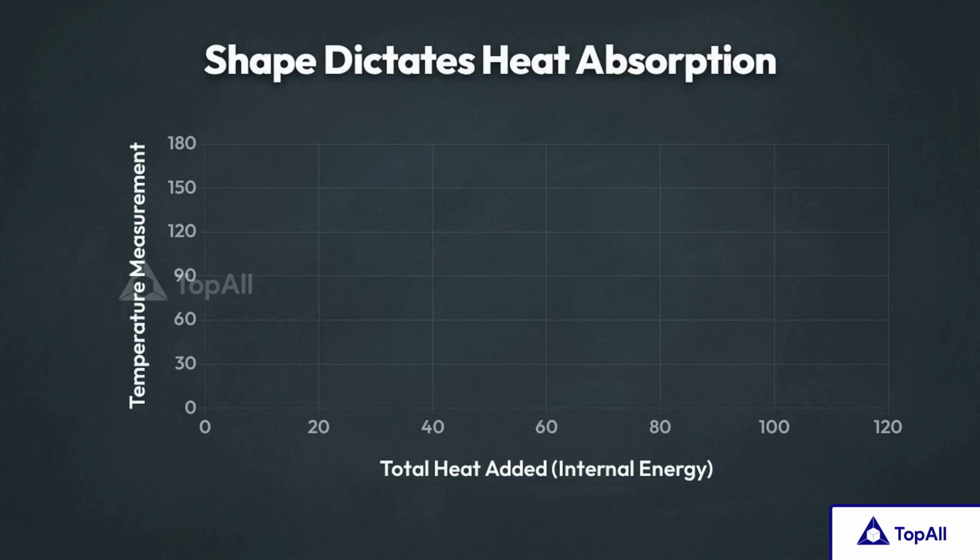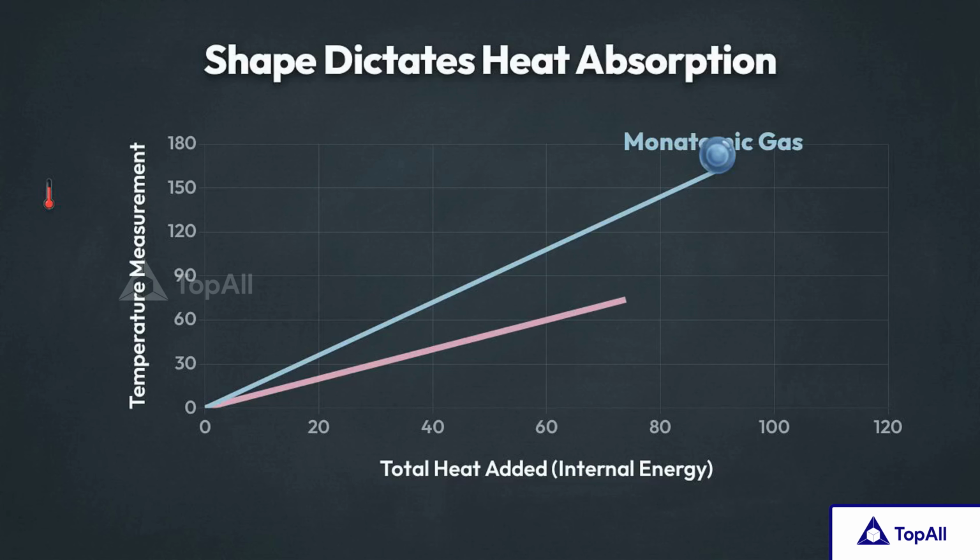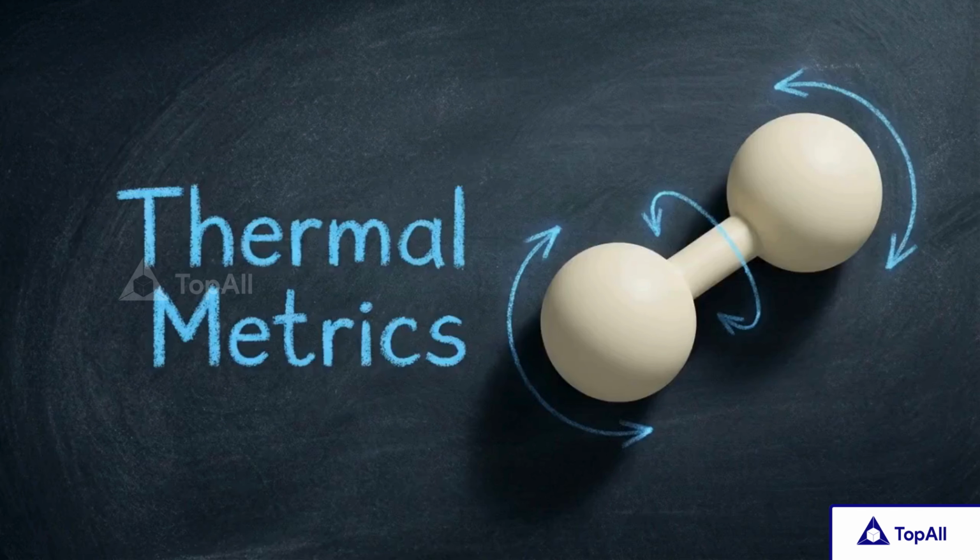This chart compares the steep temperature rise of a monoatomic gas against the shallow curve of a diatomic gas. We can think of this as our rotational tax. Reaching a specific temperature requires significantly more total heat because the molecule's shape demands a cut. Scientists measure this hidden energy cost as specific heat capacity. It is the physical evidence of a molecule's geometry.